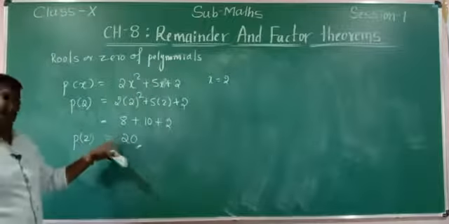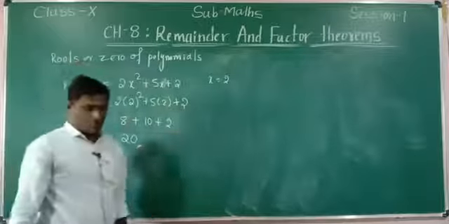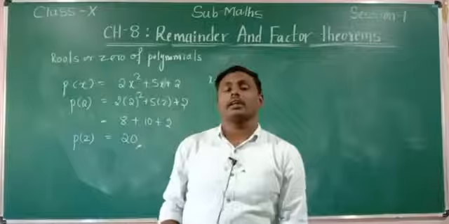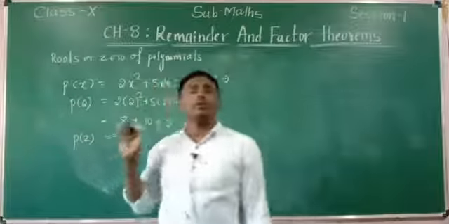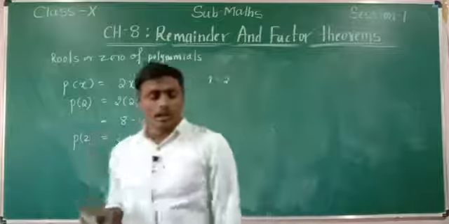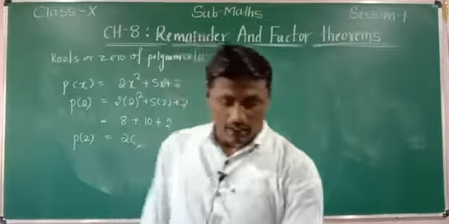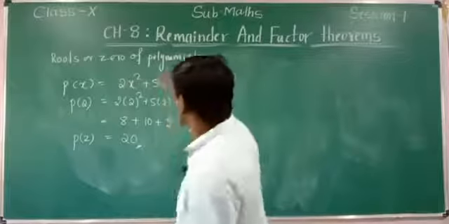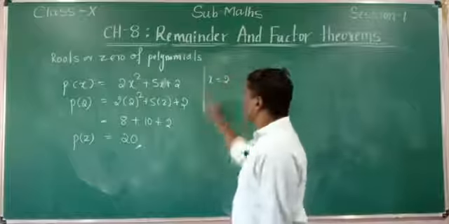So 20 is called a zero or root of the polynomial. What we are getting now, the final resultant values, are called values of the polynomials, or zeros of the polynomials, or roots of the polynomials. Okay. So the next example: the values of the polynomials depend on x only.